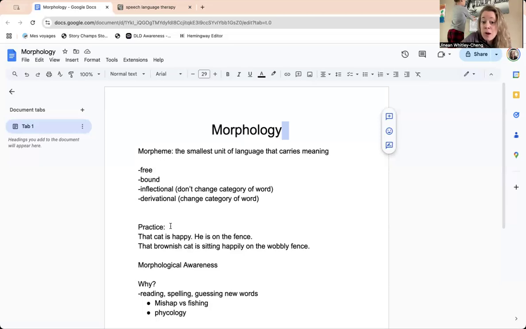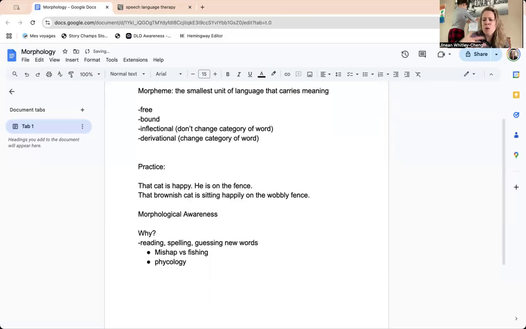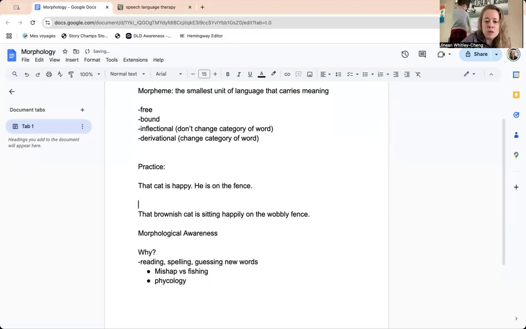The first thing I wanted to practice with you is counting out morphemes, because when somebody explains the rules of a game to you, they don't really make sense until you actually start playing the game and trying it out. I feel like it's the same thing here. So let's try counting out the morphemes in these first two sentences. That cat is happy. He is on the fence. Why don't you pause it? And when you're done, press play again, and I will tell you how many morphemes there are.